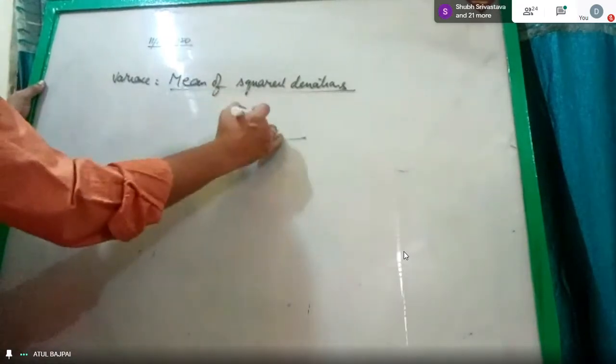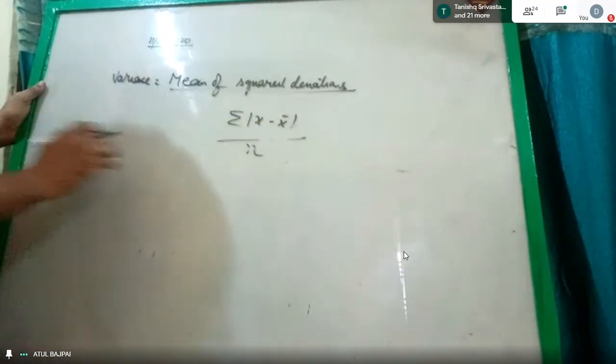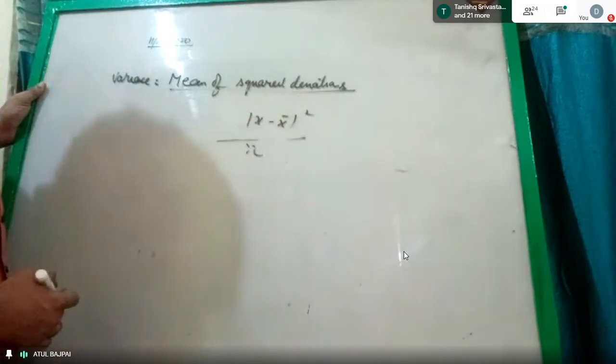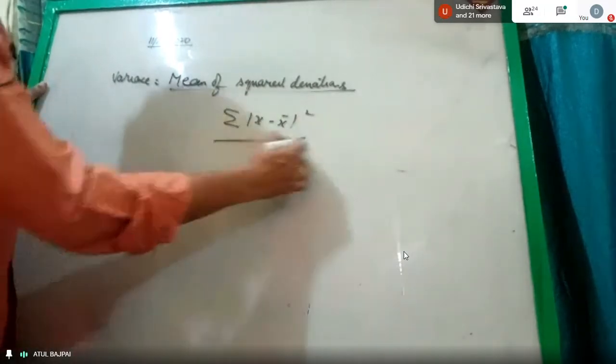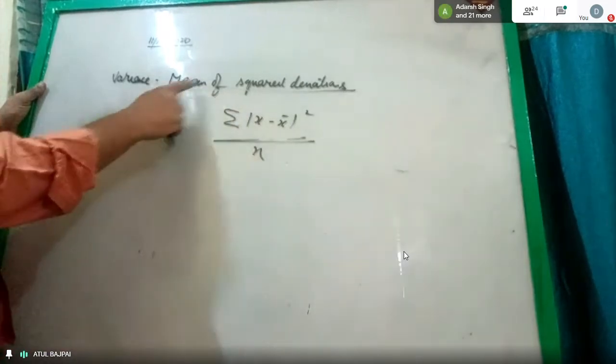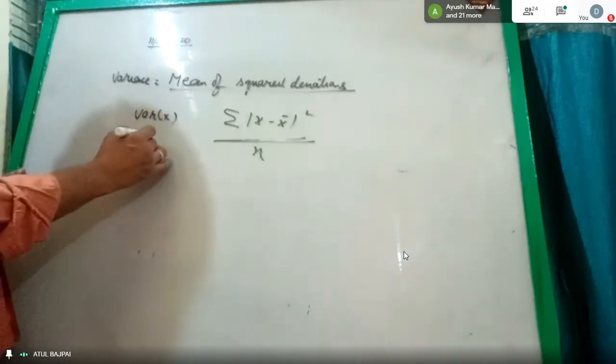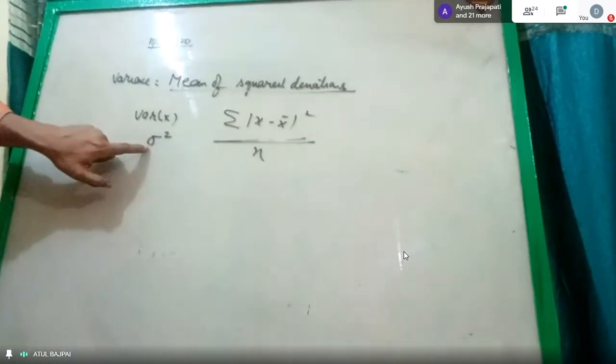Initially, what are we doing? Mod of x minus x bar, and we find the sum. This was mean deviation about mean. But if we square all deviations, then sum, and then divide by the number of observations, this is the mean of the squared deviations, and we call it variance. It is denoted as var x, and this symbol. Standard deviation is the square root of variance.